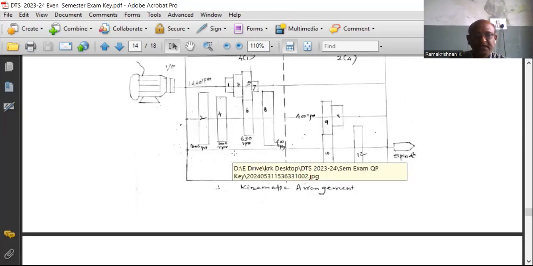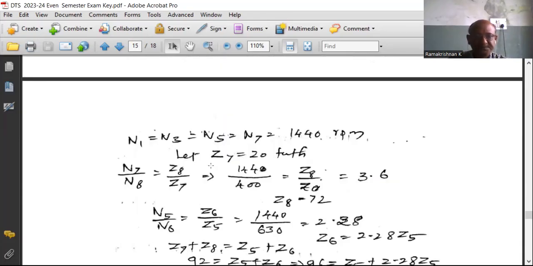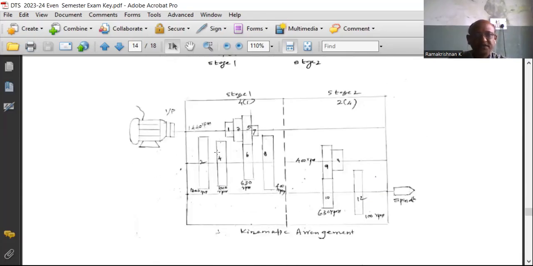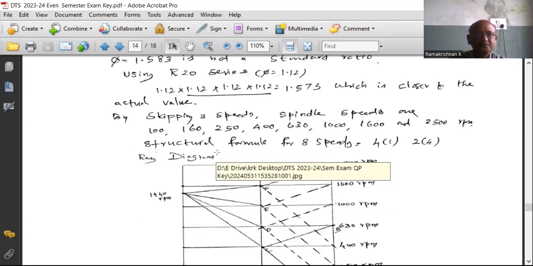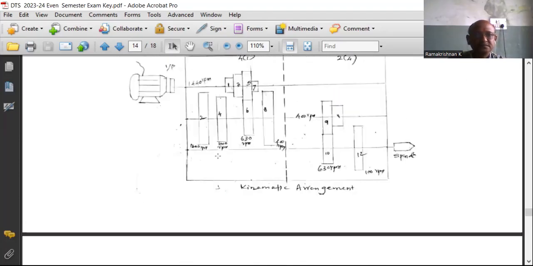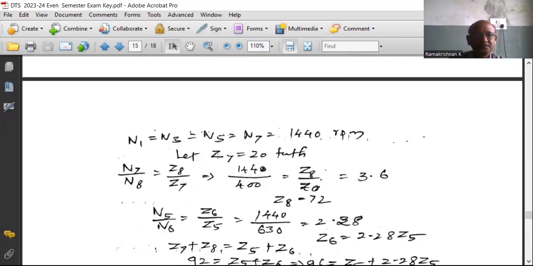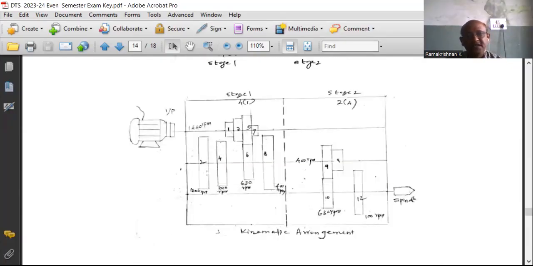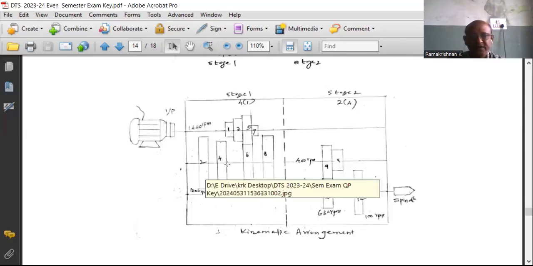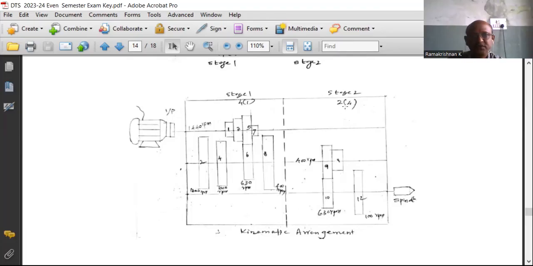Now we can find the number of teeth. First, you can also check how many gears are required. So for 4 into 2, the formula is 2 into 4 plus 2, that is 6 into 2. So 12 gears are there.